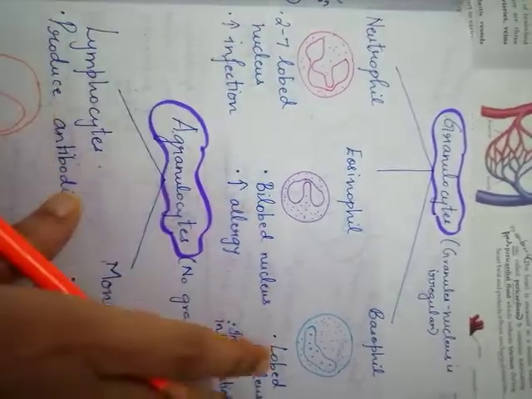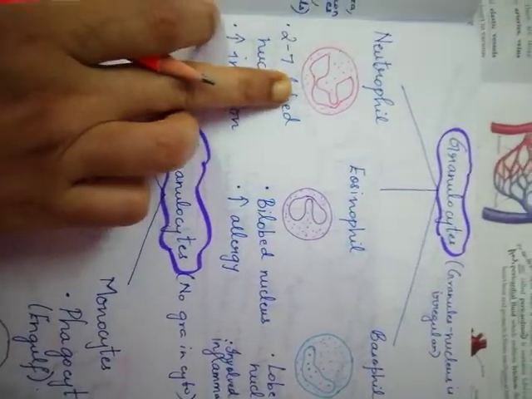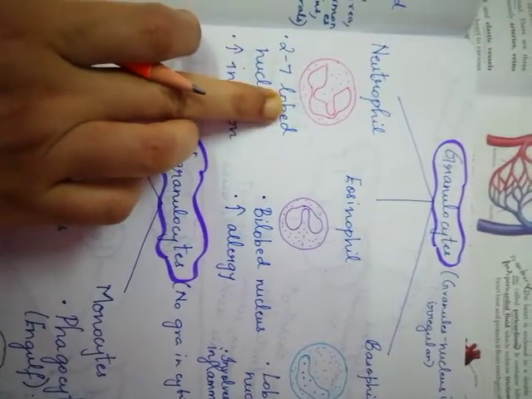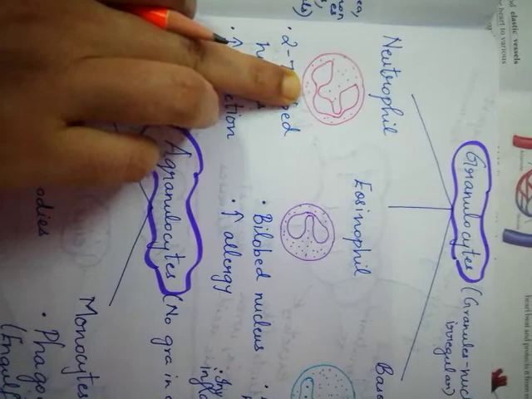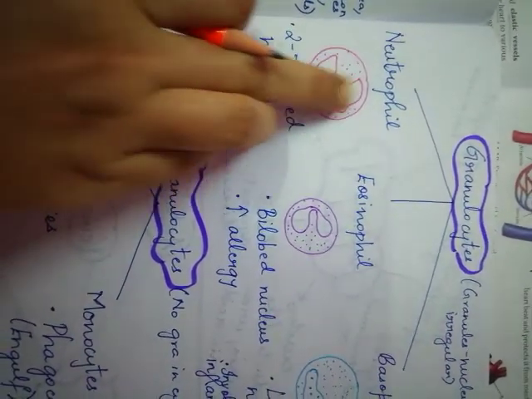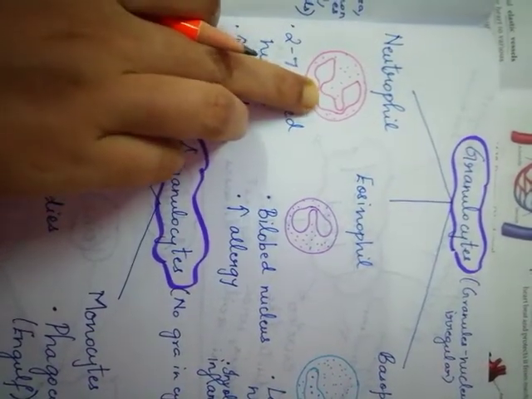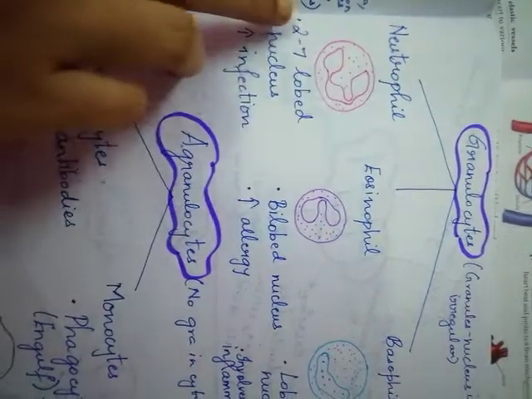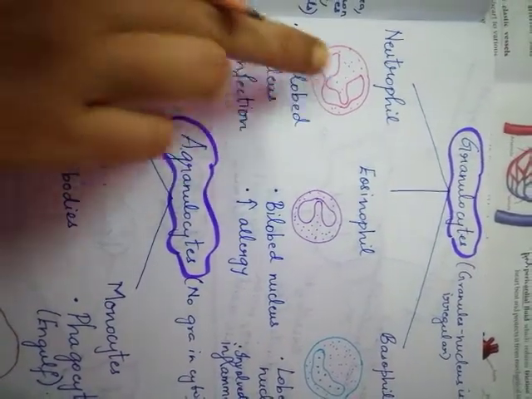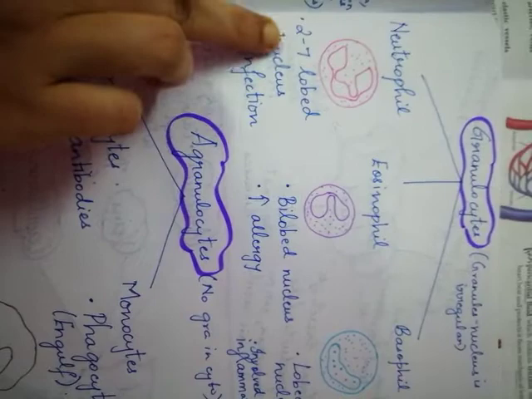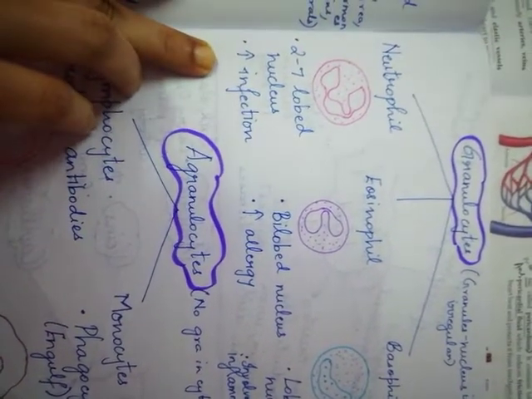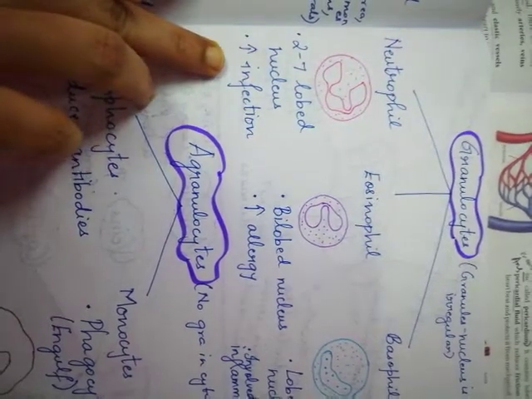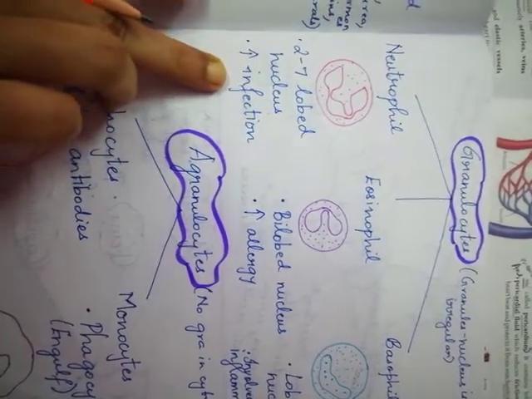Now let us see the differences. So neutrophils, they have a 2 to 7 lobed nucleus. Look here, in this diagram you have 3 lobes. 1, 2, 3. 3 lobes. So like this, neutrophil cells may have 2 to 7 lobes of nucleus. 2 to 7 lobes in the nucleus. And their role is they increase in our body when you have certain infection in your body.